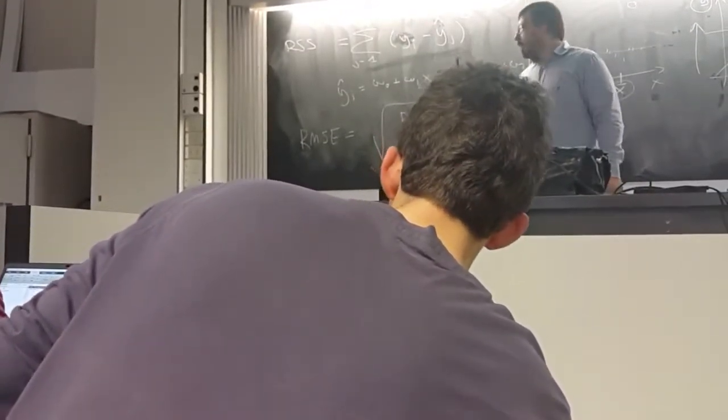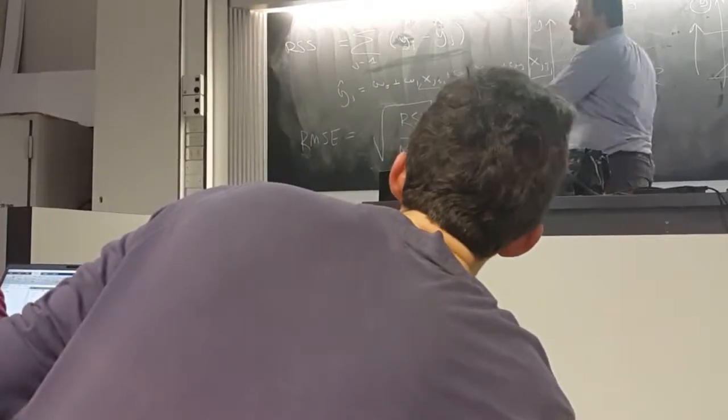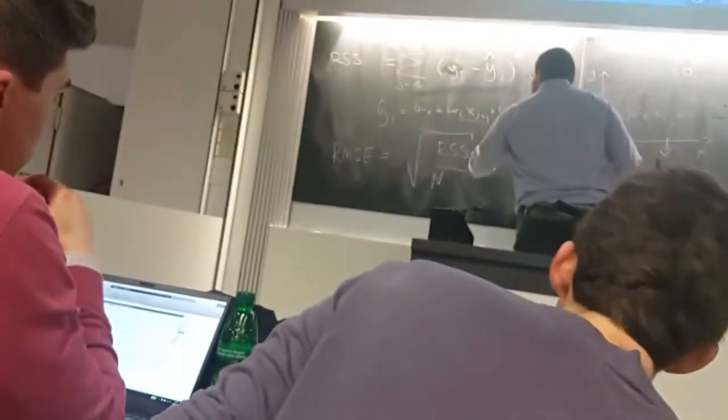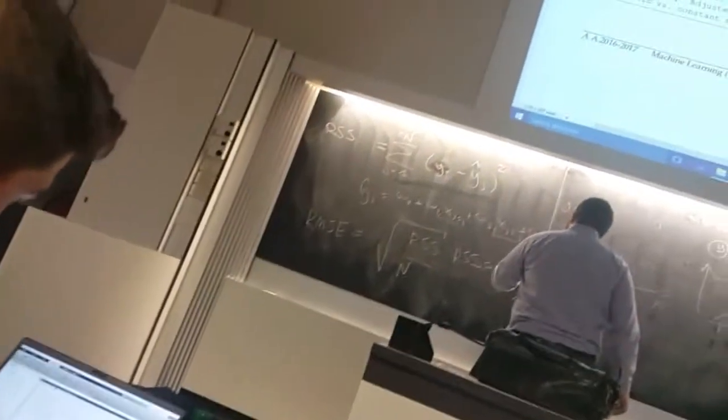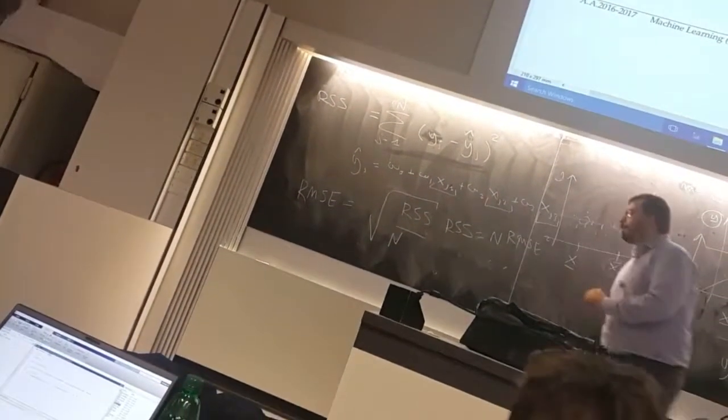I think it's better. Okay, so we can compute the RSS as n times RMSE squared.